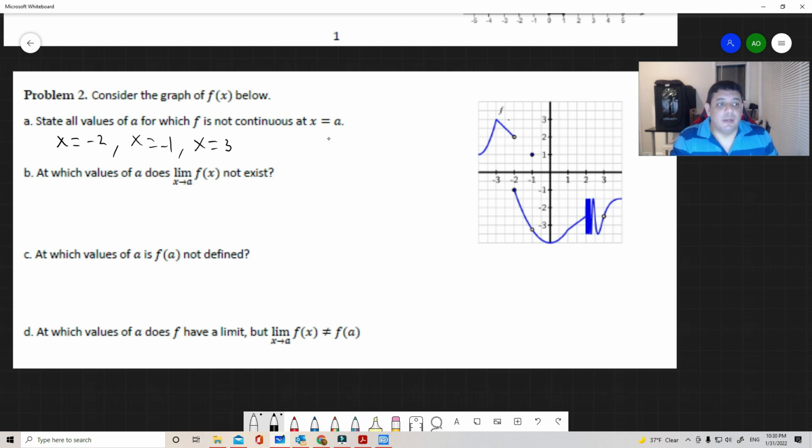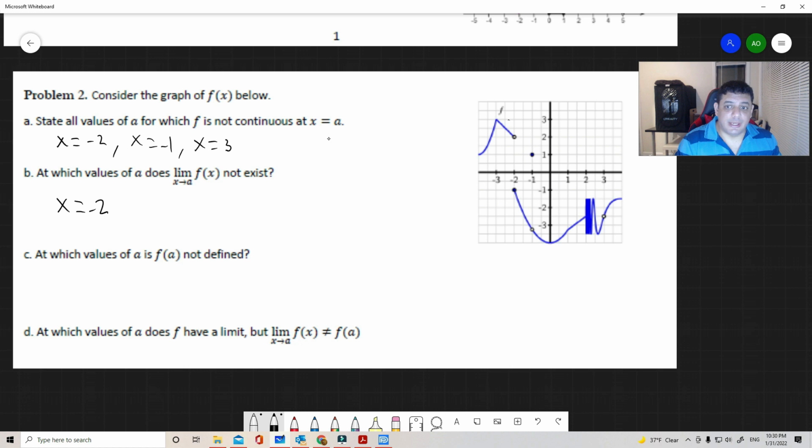Now, we want to know at what points the limit as x goes to a does not exist. Notice that minus 2 is a good candidate, since the limit from the left side is different from the limit on the right side. That's the only point that's going to have that behavior, because at minus 1, although it's a discontinuity, the limit from the right side and from the left side is going towards the same point. Similarly here. So that's not going to suffer from the existence of the limit.